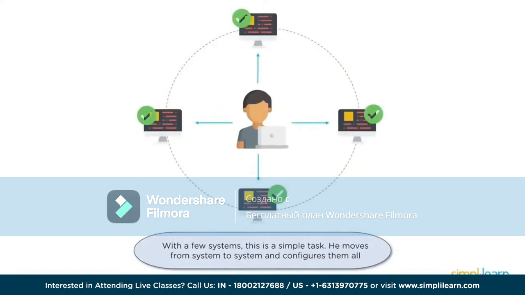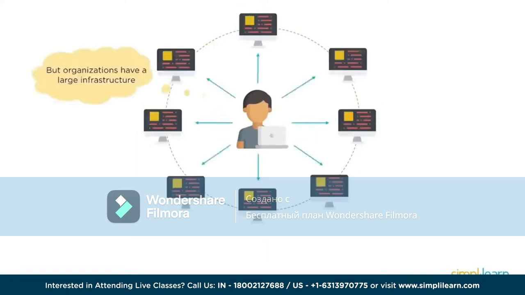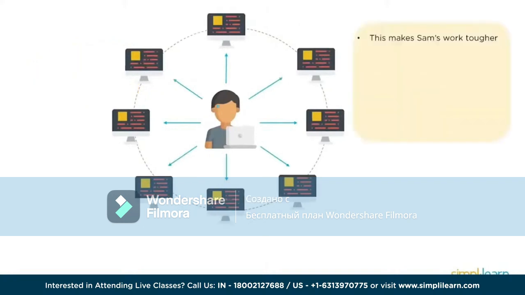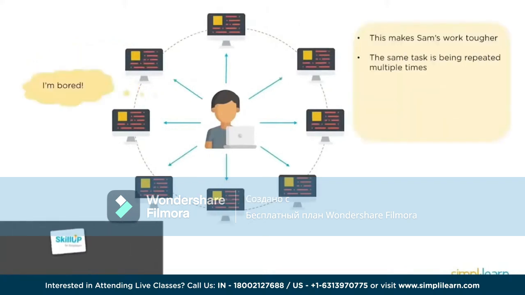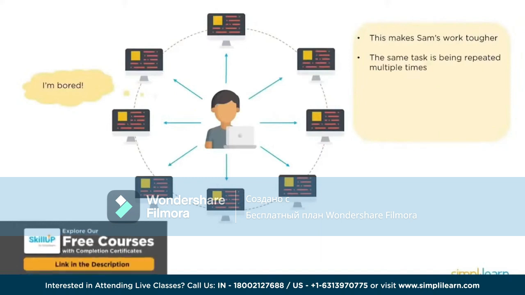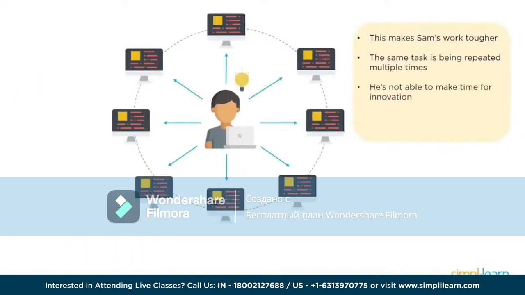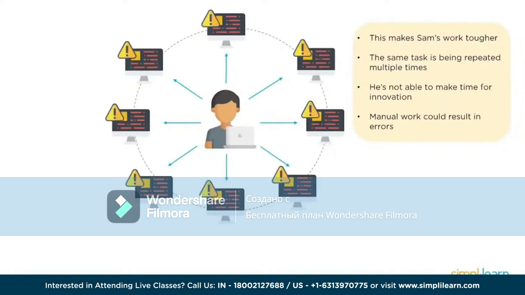But that is not the case with an organization, is it? An organization has a very large infrastructure. It could have hundreds and thousands of systems. So here is where Sam's work gets really difficult. Not only does it get tougher, Sam has to move from system to system, performing the same task over and over again. This makes Sam bored. Not just that, repeating the same task leaves no space for innovation. And without any ideas or innovation, how does the system grow? And the worst of it all is manual labor is prone to errors. So what does Sam do?